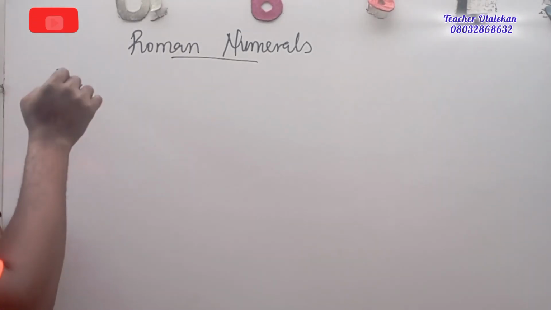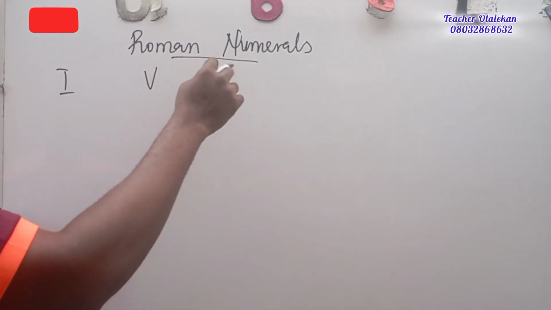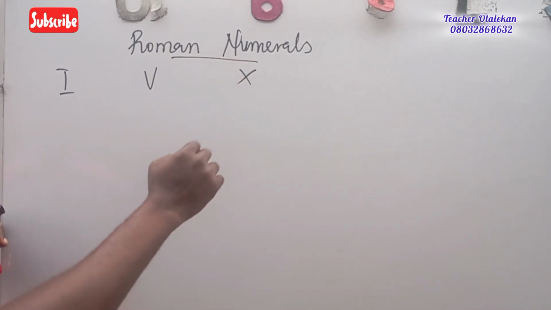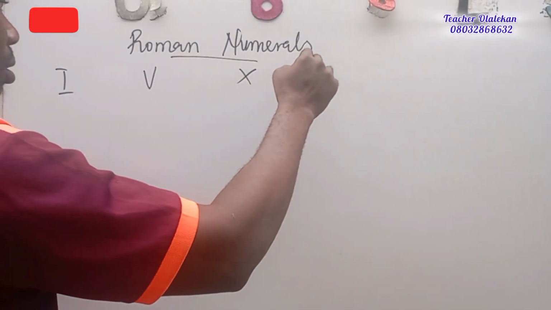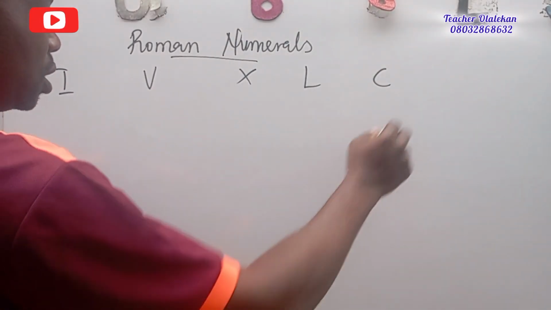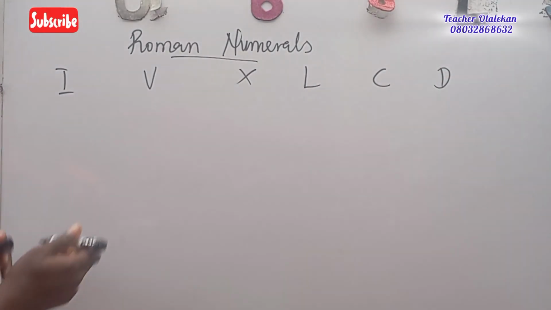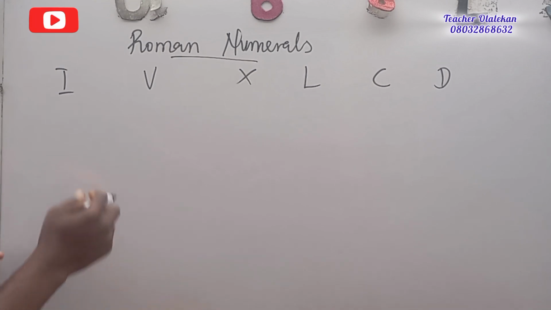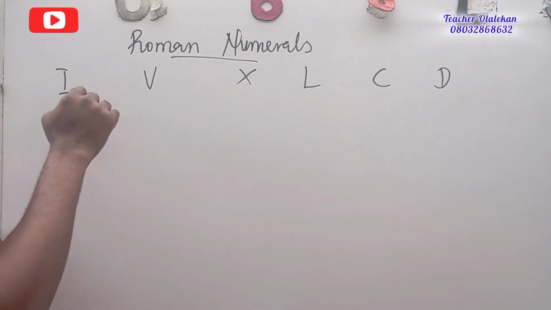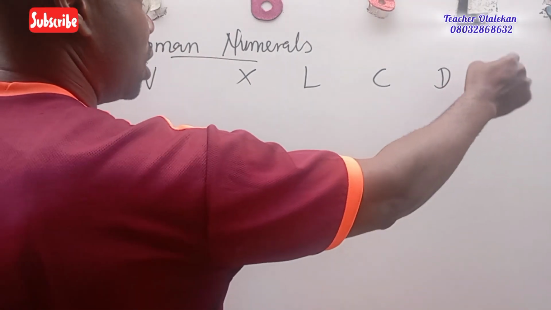We have the I, which shows 1. We have the V, which shows 5. We have the X, which shows 10. We have the L, which shows 50. We have the C, which shows 100. We have the D, which shows 500. And we have the M, which shows 1000, at the last.